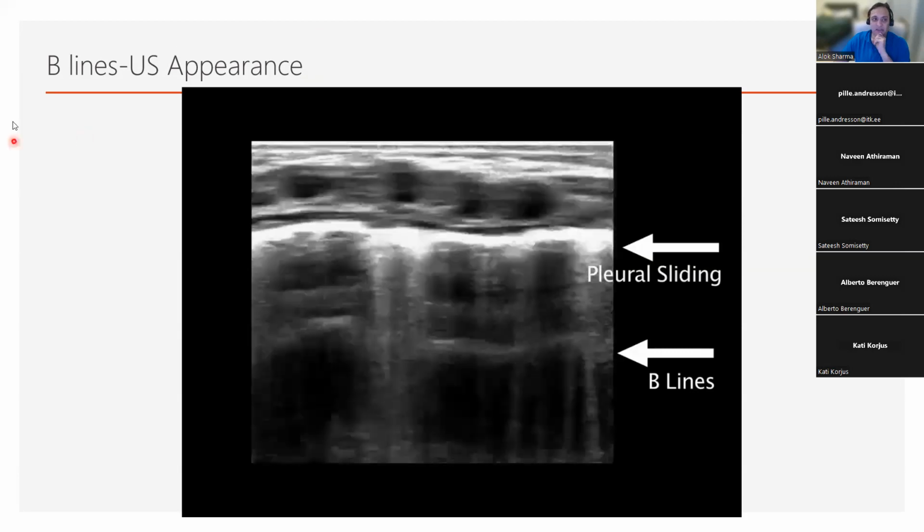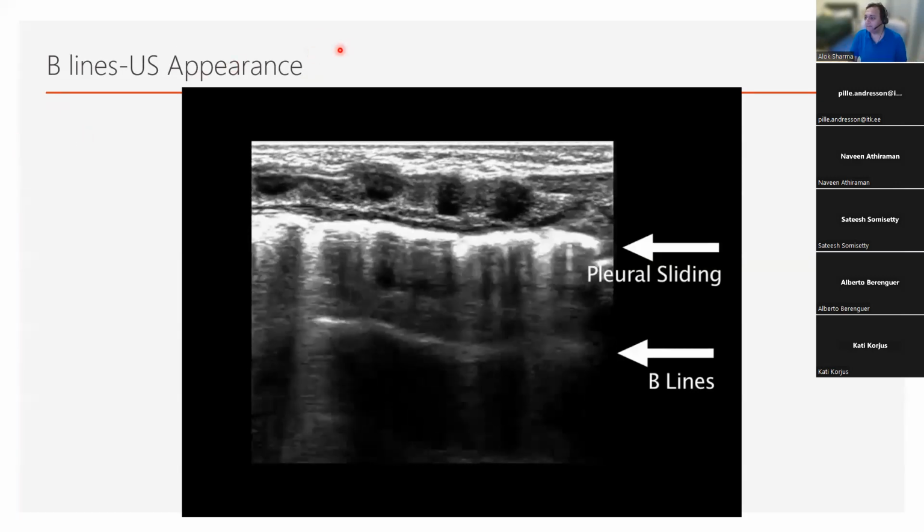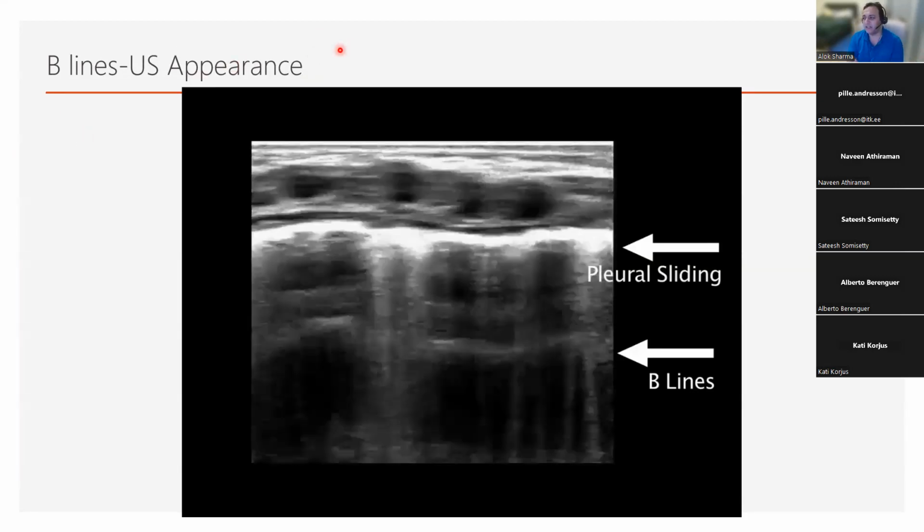What do you think about this lung? So this is a baby who is approximately 60 minutes old.